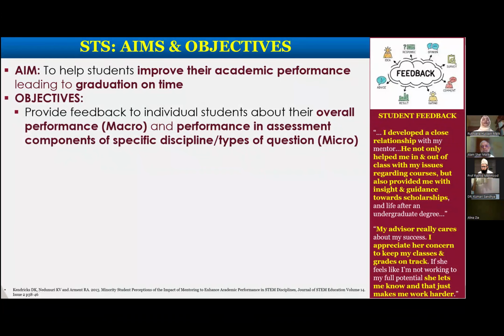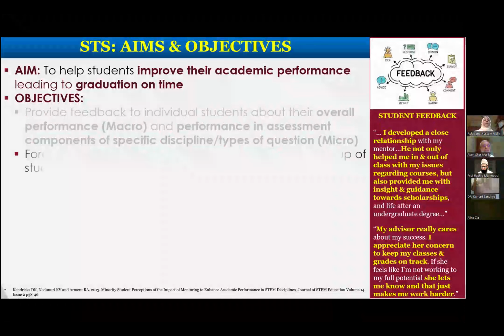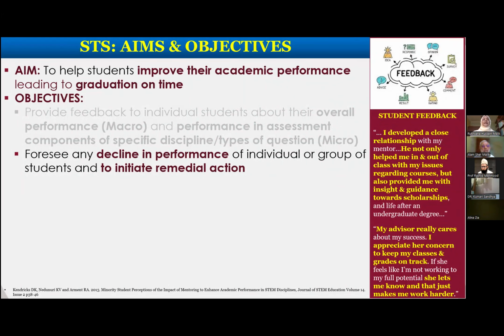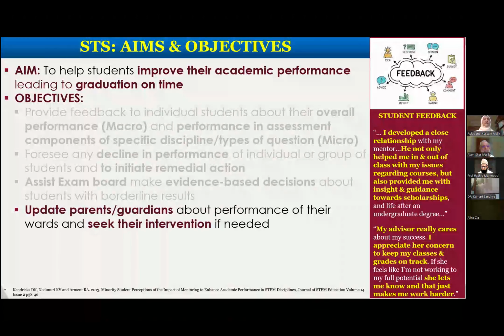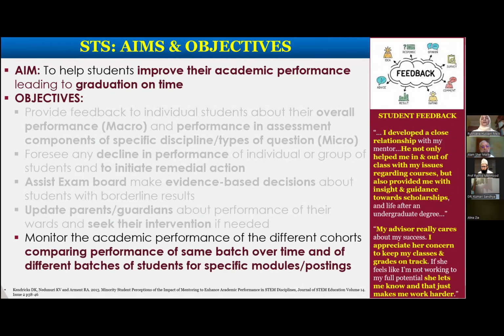So they don't only know about their overall result, they will know the details of the result in each and every component. The objectives also include to foresee any decline in performance of individuals or groups of students and to initiate remedial action, to assist the exam board in making evidence-based decisions about students with borderline results, to update the parents and guardians about performance and seek their intervention if needed, and to monitor the academic performance of the different cohorts, comparing the performance of the same batch over time and different batches of students for specific modules and courses.